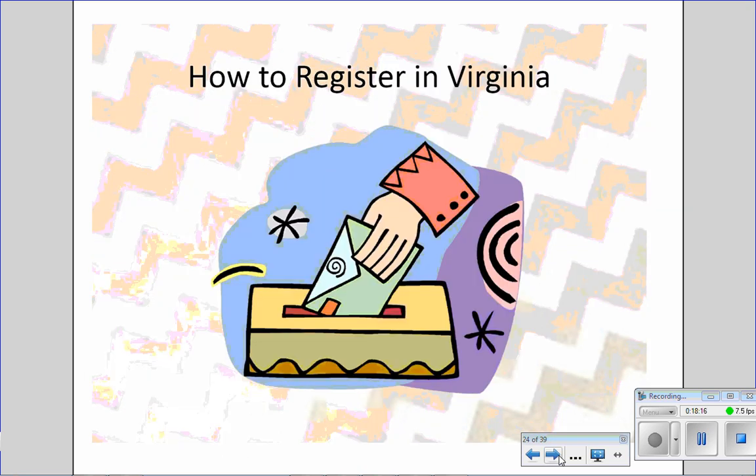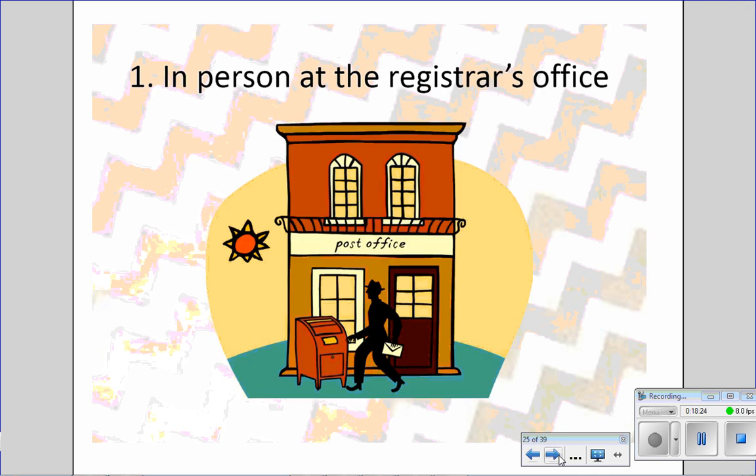So how do you go to register? That's the first step in being able to vote. You've got to go and register 22 days in advance. And you can do that in person at the registrar's office. And that's not a typo. It's called the registrar's office.